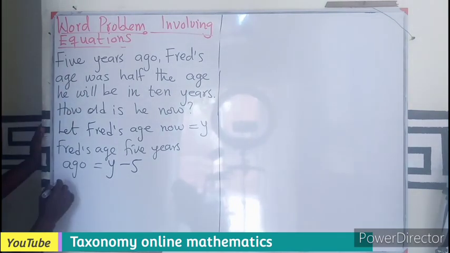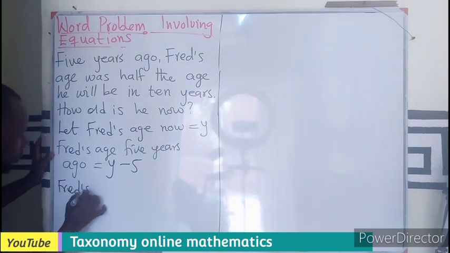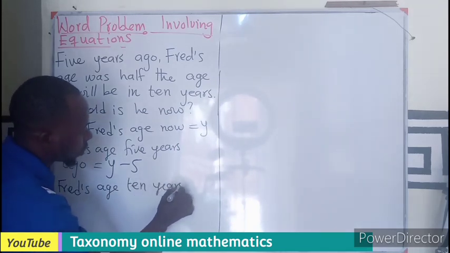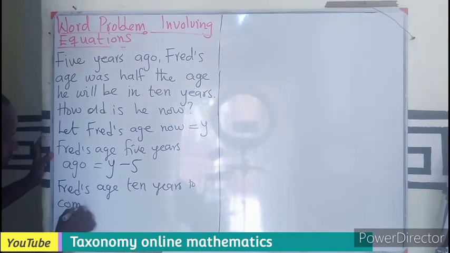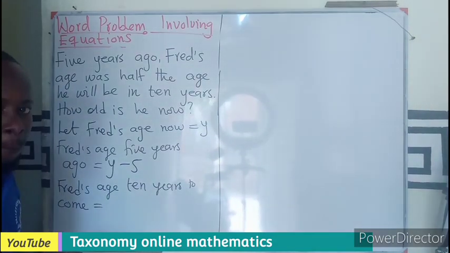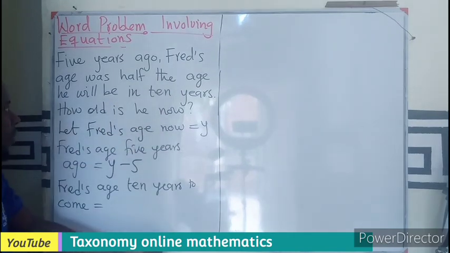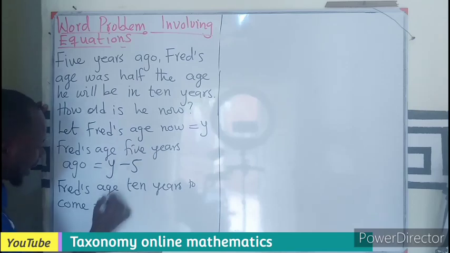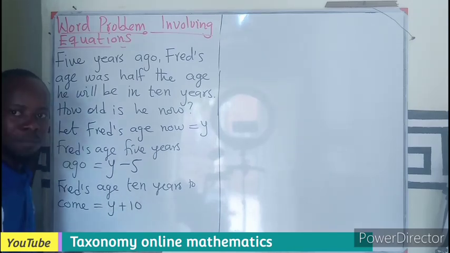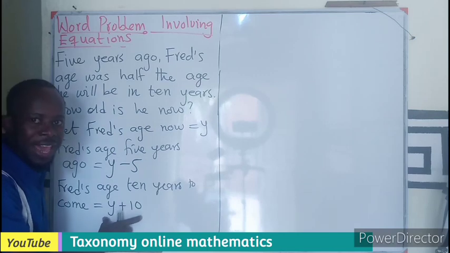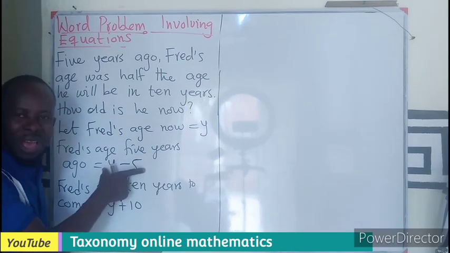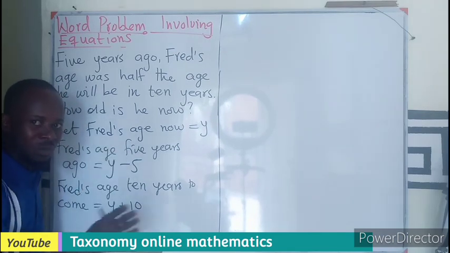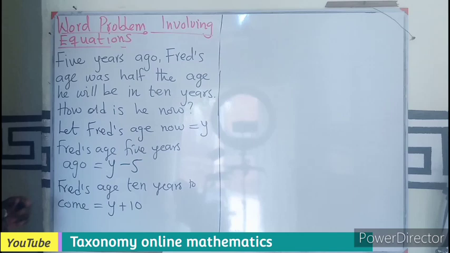Then the next instance is 10 years to come. So we are standing now. What will be my age 10 years to come? 10 years to come will be my age now plus 10. I'll be building on my age now. I'll not build on my age 5 years ago, because between 5 years ago and 10 years to come, the distance is more than 10. So this is what I will get: y plus 10.